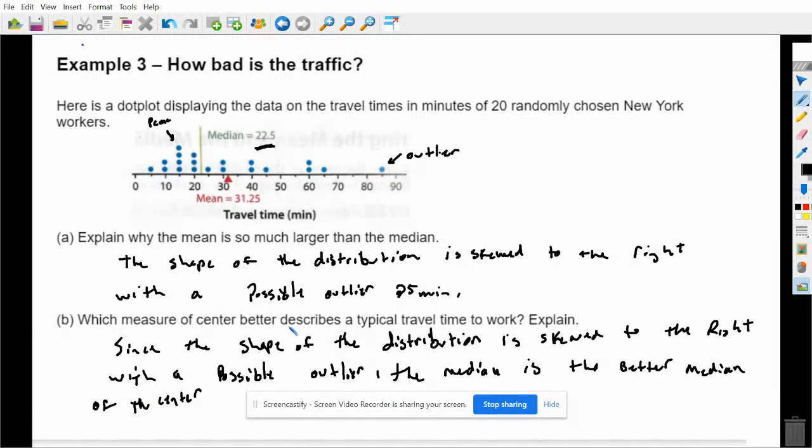You don't have to write out full sentences. If I was explaining this, I would say, which measure is better? I would say the median. Why is it better? Because the data is skewed to the right and has outliers, plain and simple.